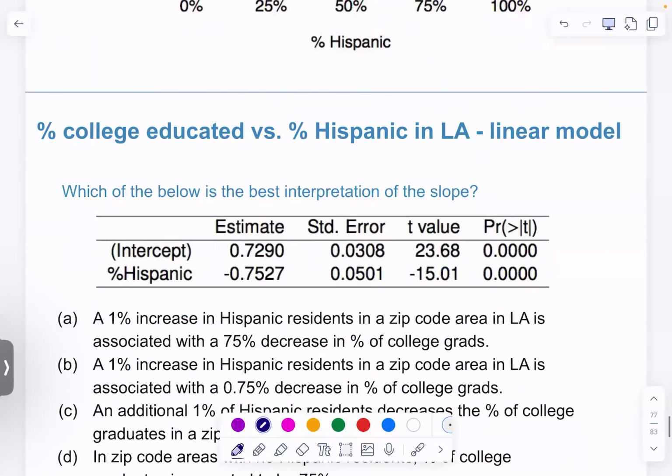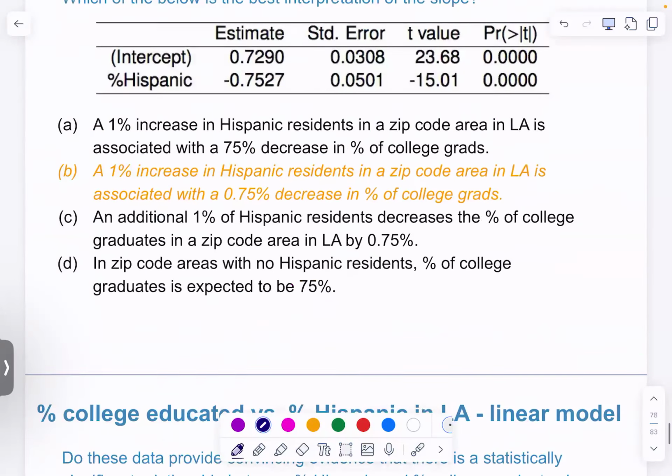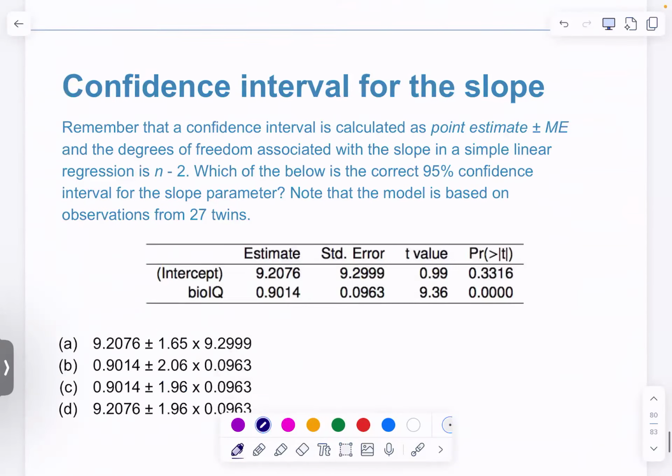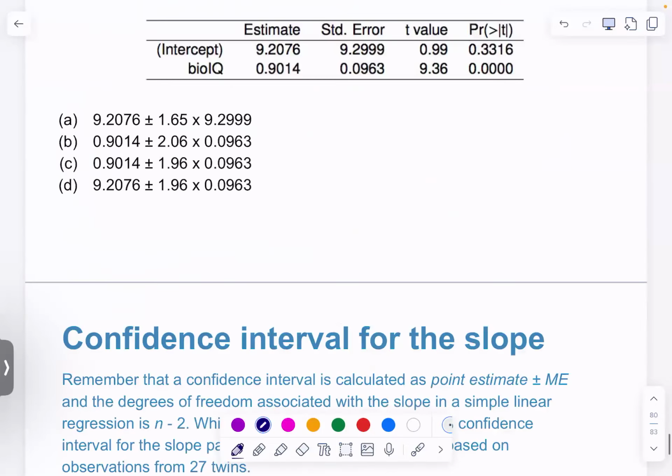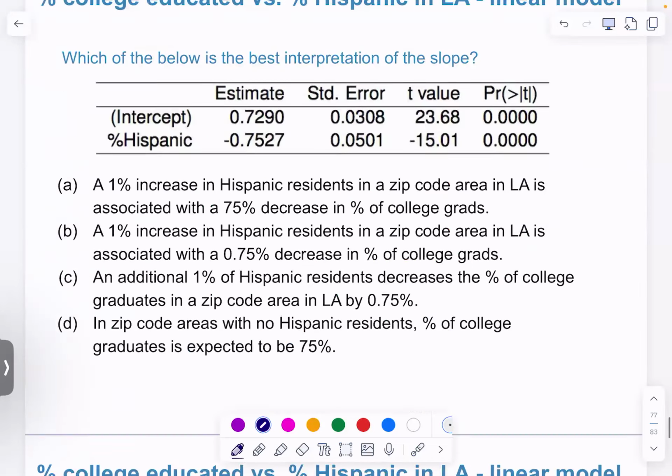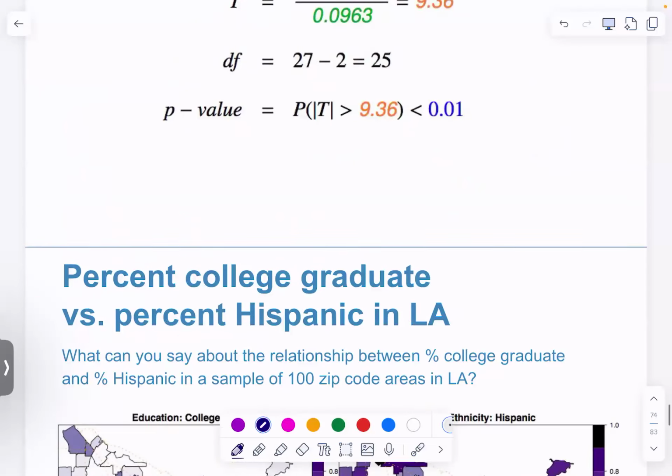And let me just see here. Oh, build confidence intervals. Okay, so we've got a little bit. I'll leave it.